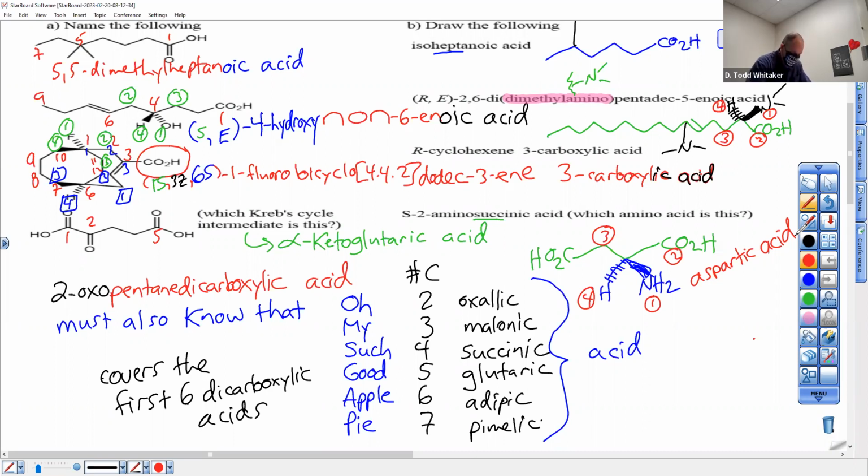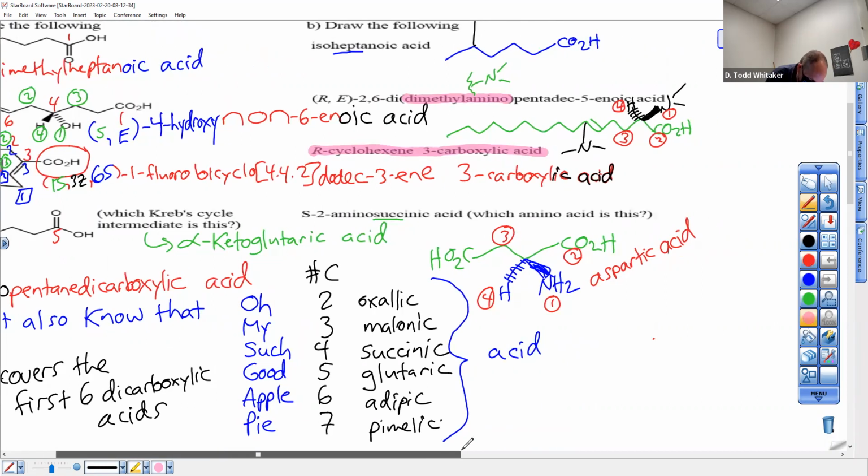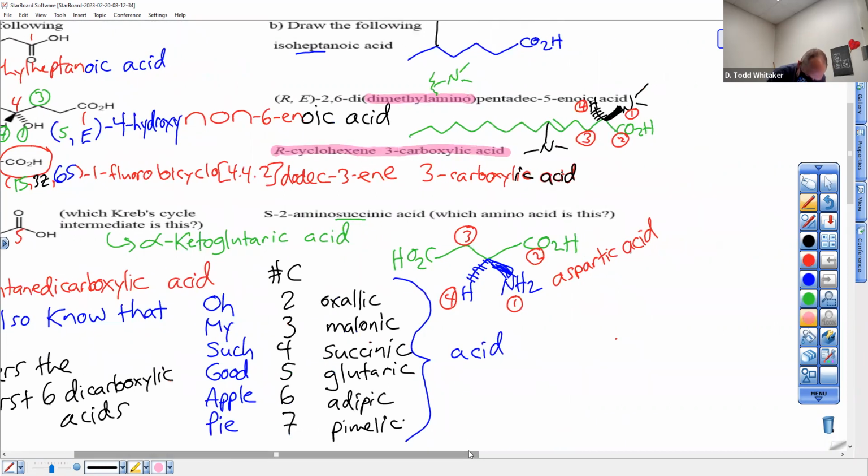So I think we answered everything here. Oh, we didn't do this one? You're right, thank you. Yeah, didn't do that one yet. We're gonna sneak it in. It's not a hard one. We're gonna draw cyclohexene first. Just draw it because the name says R cyclohexene.